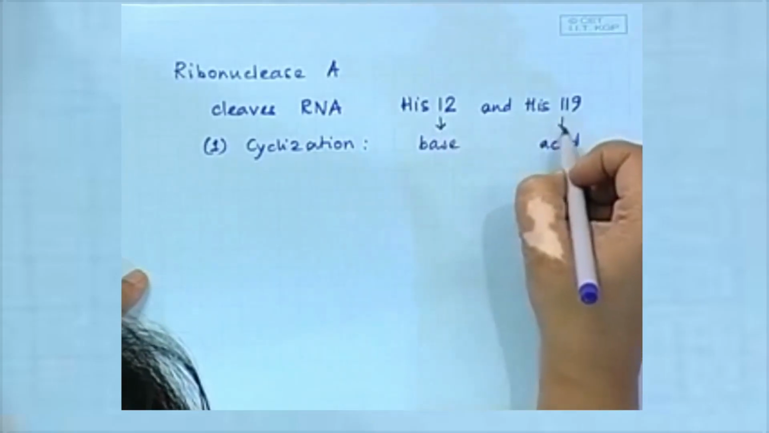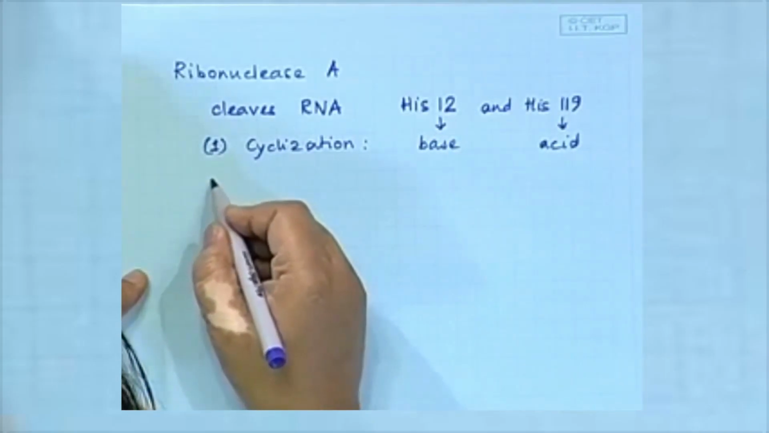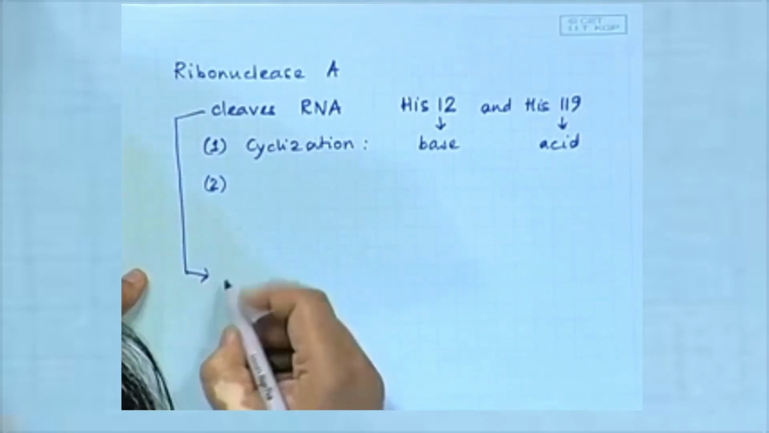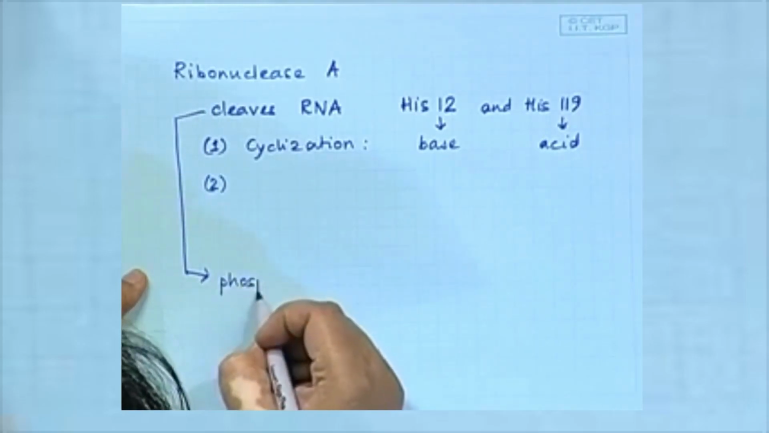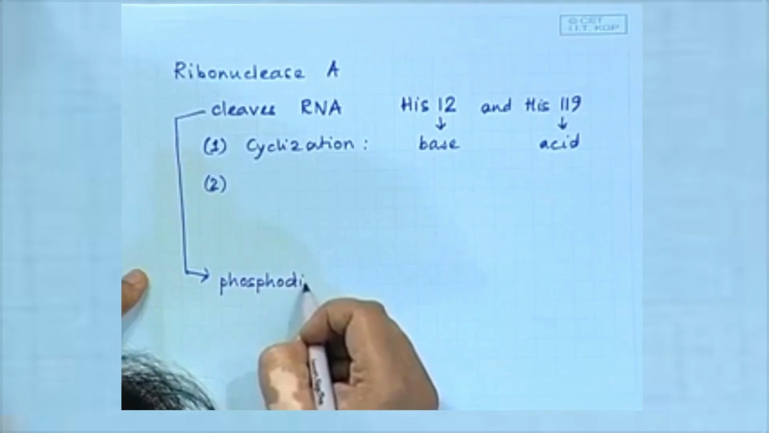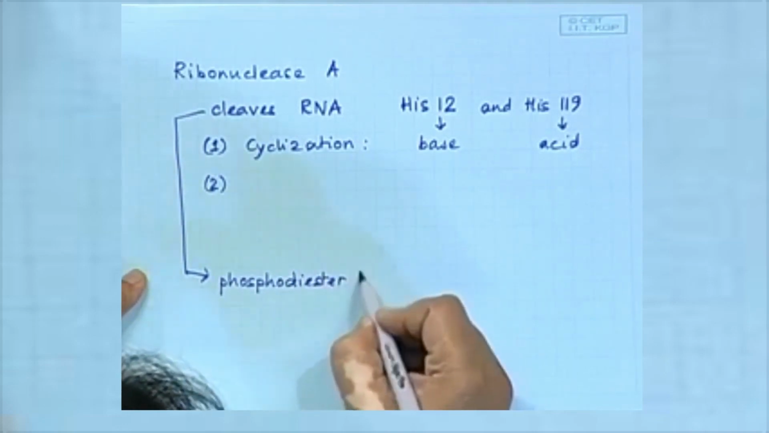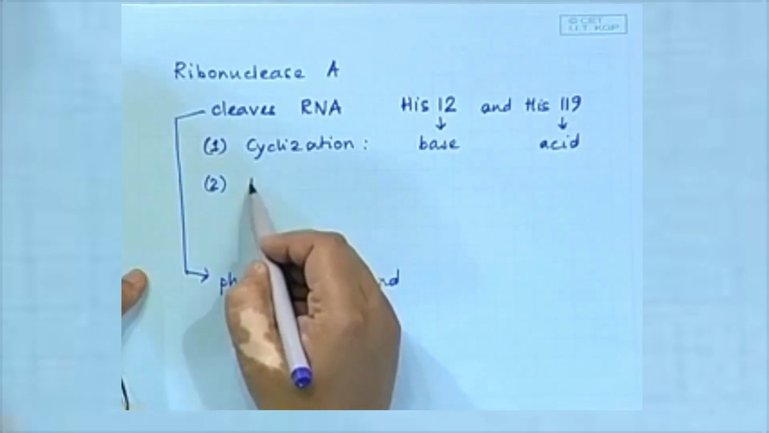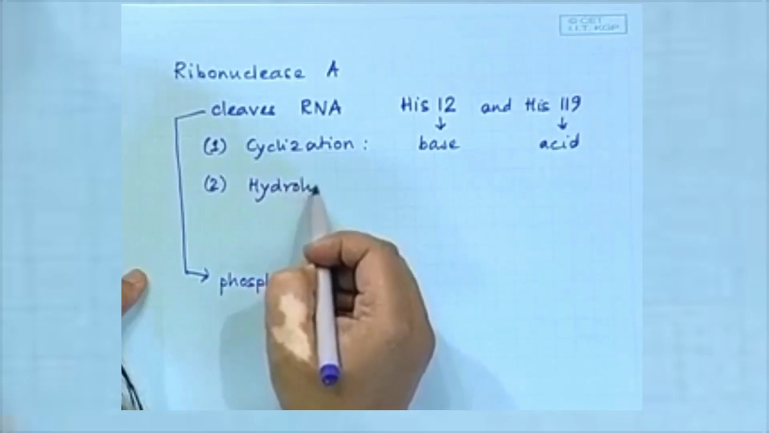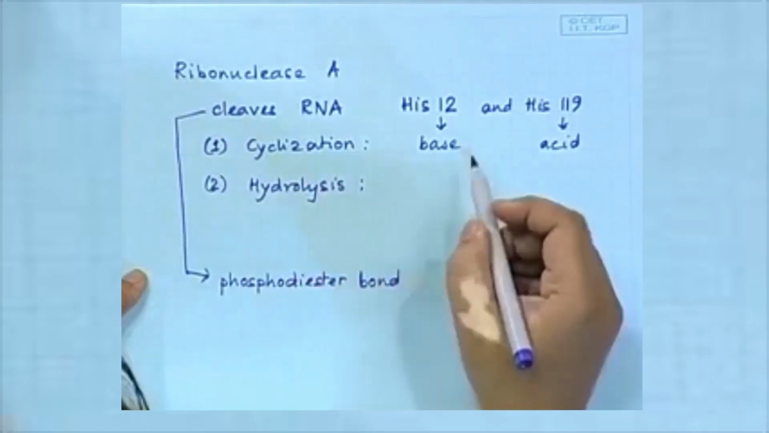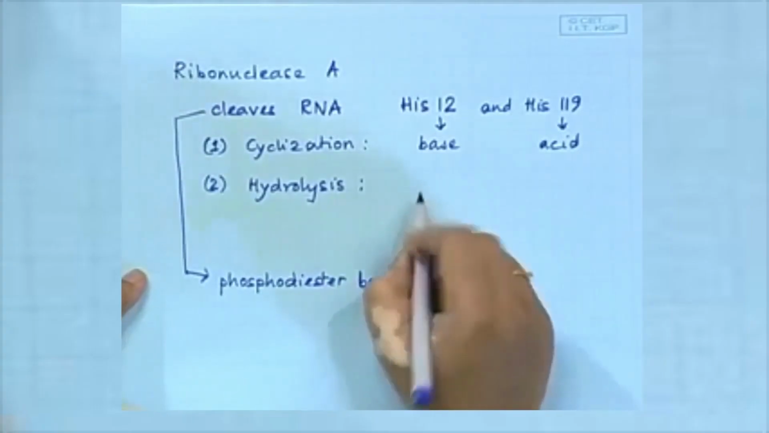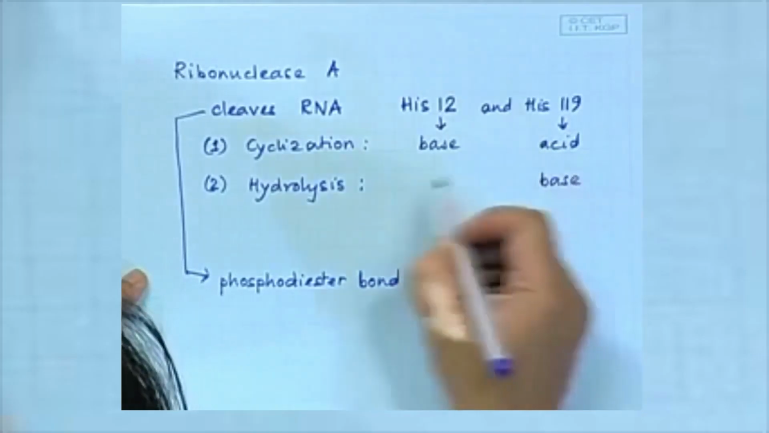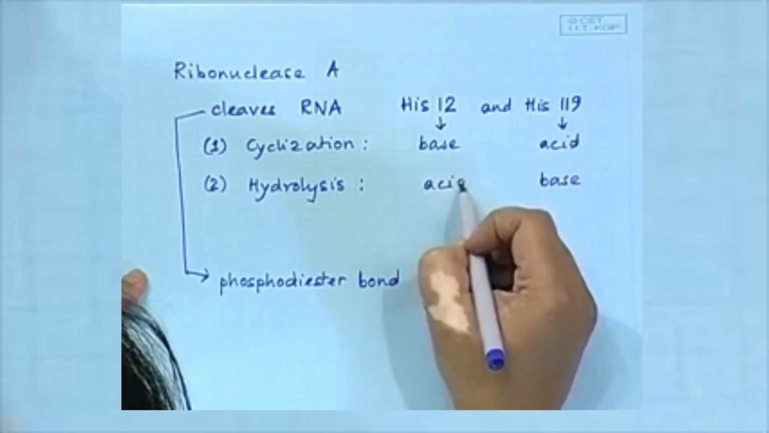Okay? Then in the second step, in the cleavage, what is being cleaved here? We have the cleavage of a phosphodiester bond. A phosphodiester bond. Okay. Now, in the next step, we have what is called hydrolysis. In hydrolysis, we have a reversal of roles. So, histidine 119 now acts as the base and histidine 12 acts as the acid.